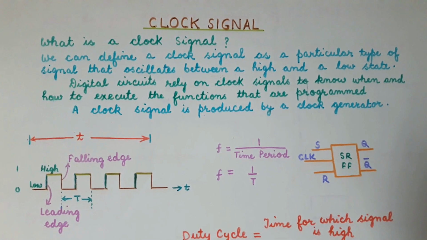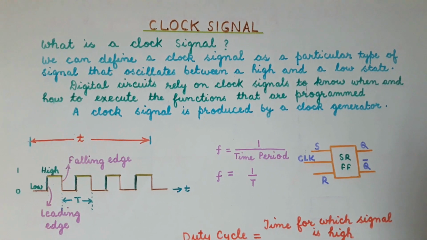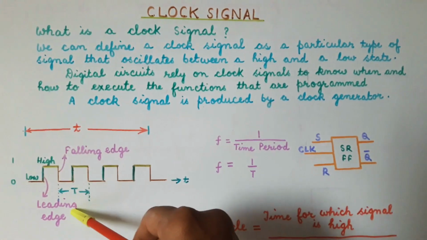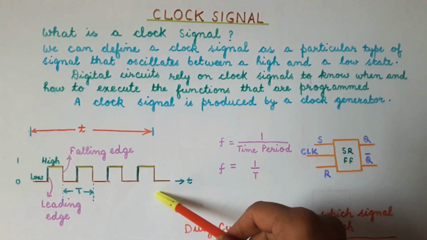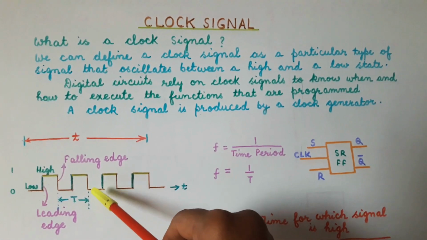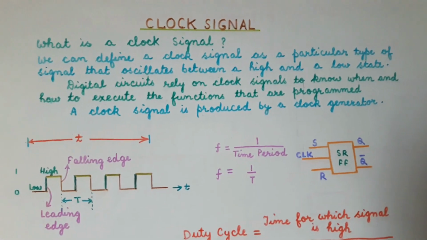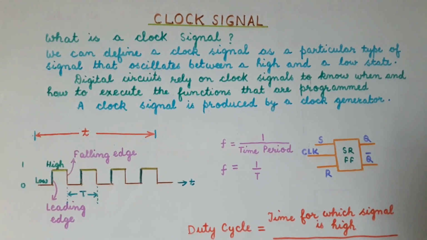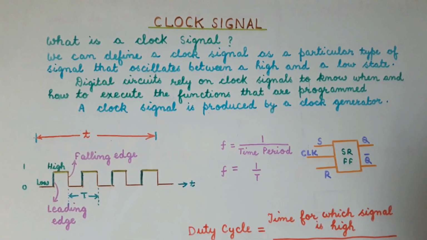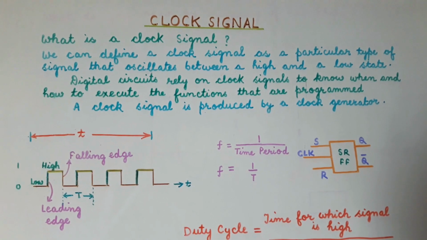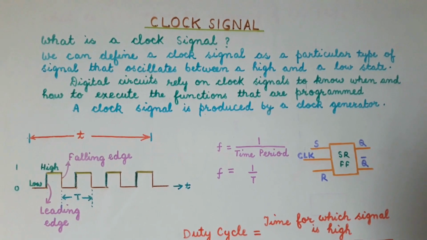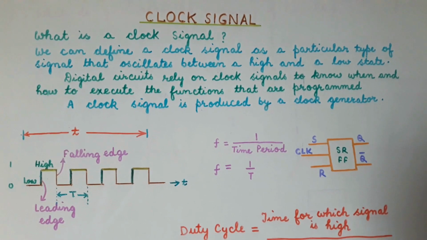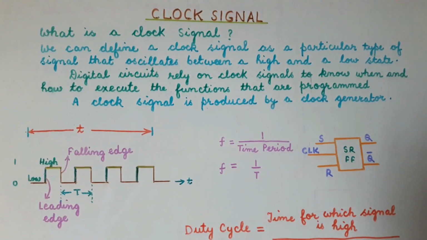So what actually is a clock? A clock is a signal that goes from low to high, high to low, and then it repeats. It is a signal which has a duty cycle of 50%. So we can define a clock signal as a particular type of signal that oscillates between a high and a low state. The digital circuits rely on the clock signals to know when and how to execute the functions that are programmed. A clock signal is produced by a clock generator.